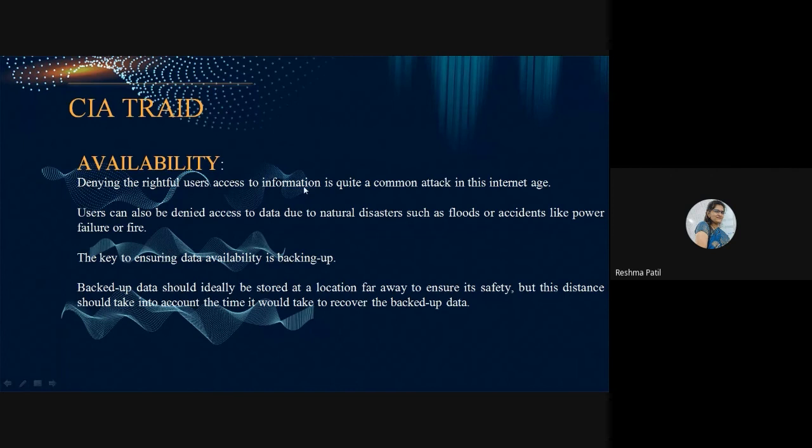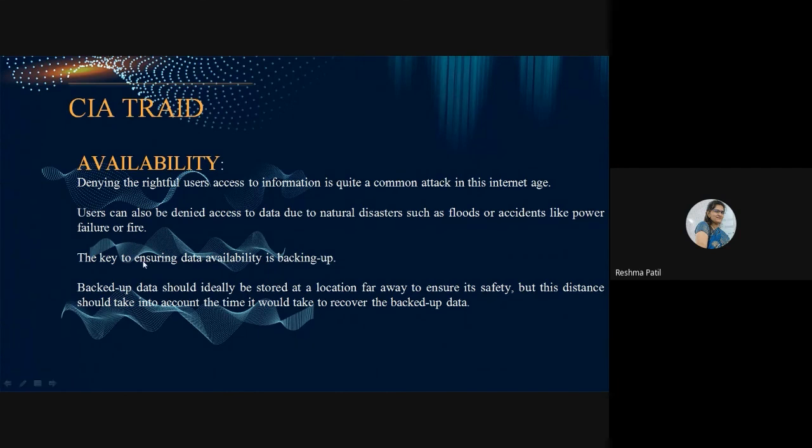Denying rightful users access to information is a quite common attack in this internet age. If you are an authorized person, you have a user ID and password, but you are still not allowed to enter the system, that is an attack. Users can also be denied access to data due to natural disasters such as floods, or accidents like power failure or fire. If there is no power, the server will shut down, and then you are not allowed to access your data.